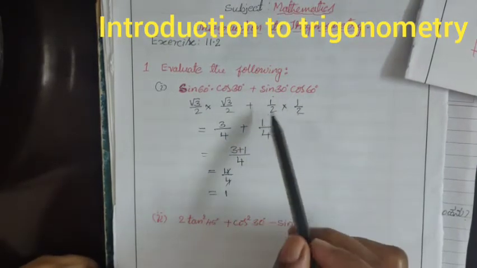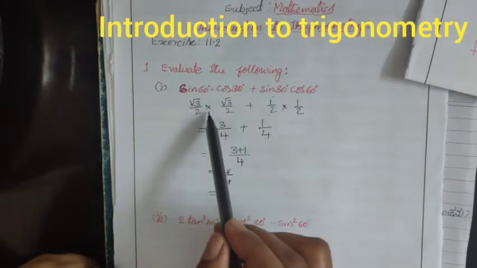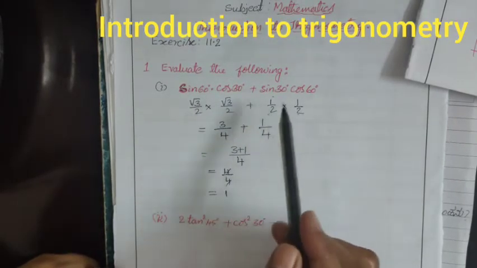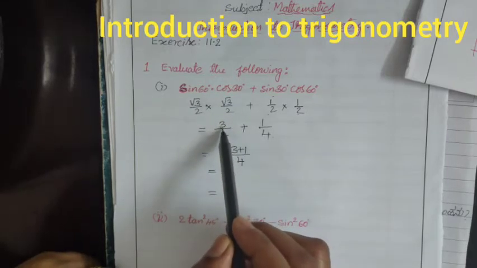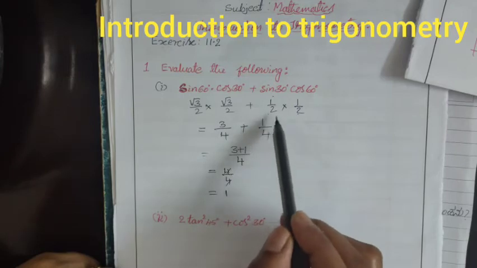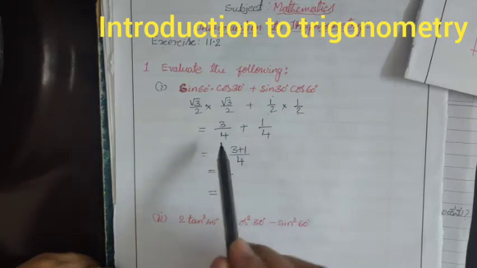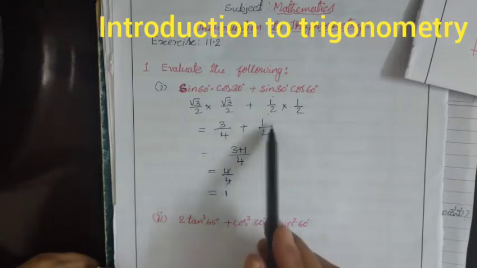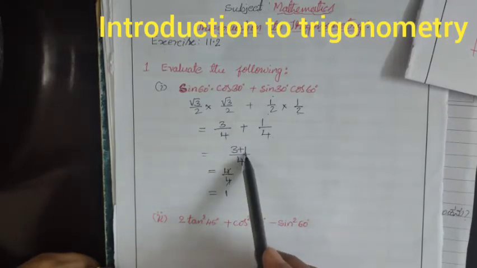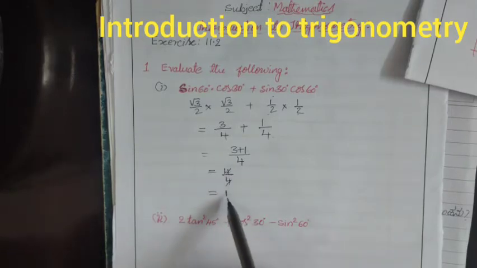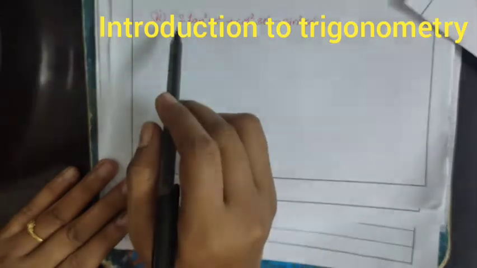So I write here. Observe this one, here is into, here is also into, and add these two. Root 3 into root 3 is 3, 2 into 2 is 4, 1 into 1 is 1 and 2 into 2 is 4. Look at this one, the denominator remains same, add the numerator, that is 3 plus 1, 4, 4 by 4 is 1. So the answer is what? 1. Now we are going to the second question.